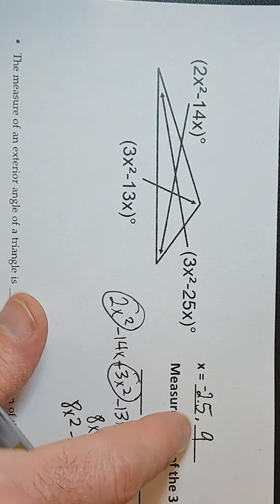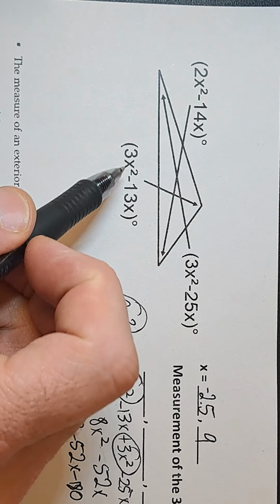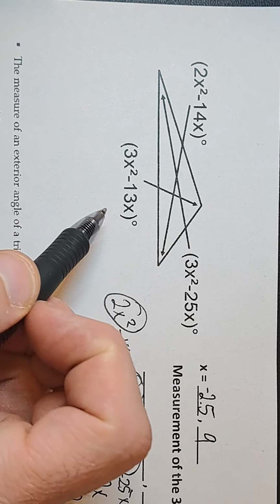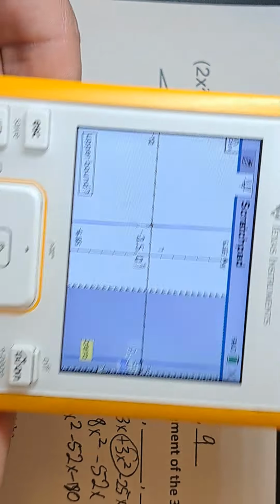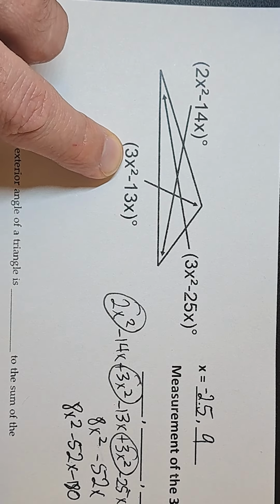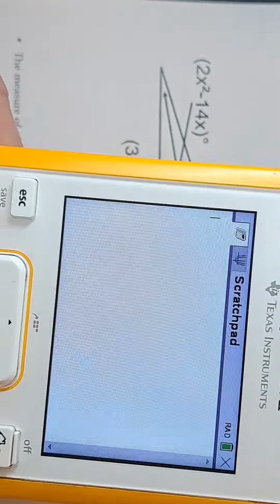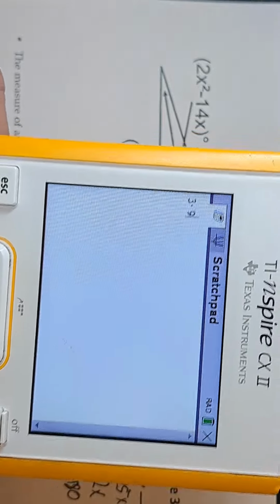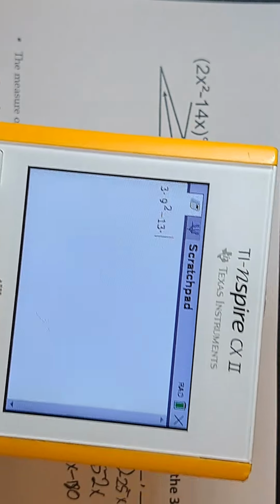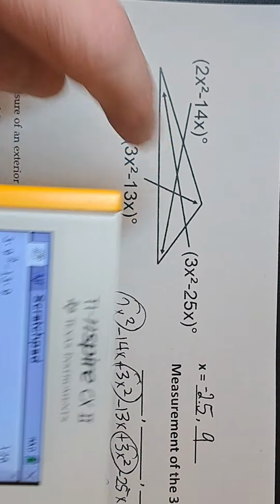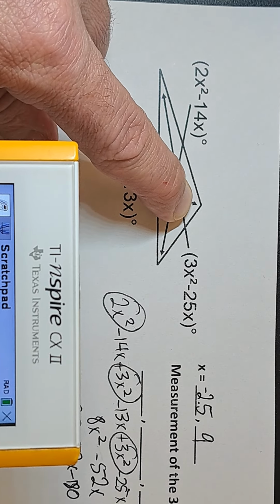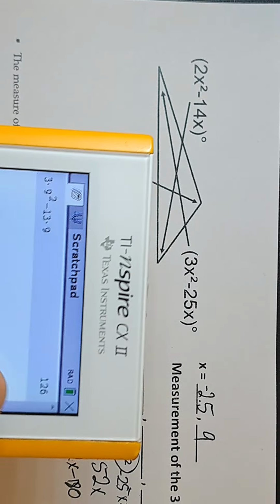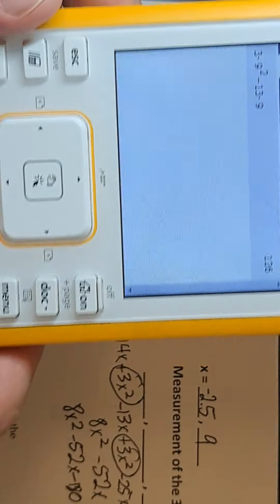So what I want to do is take those two and plug them in and see which one makes sense. The one I'm going to plug it into is this one because this is the one that makes it the most clear. So I'm going to plug in 9 here. 3 times 9 squared minus 13 times 9 gives me 126. And just looking at that, 126 seems reasonable. Let's see what negative 2.5 does.